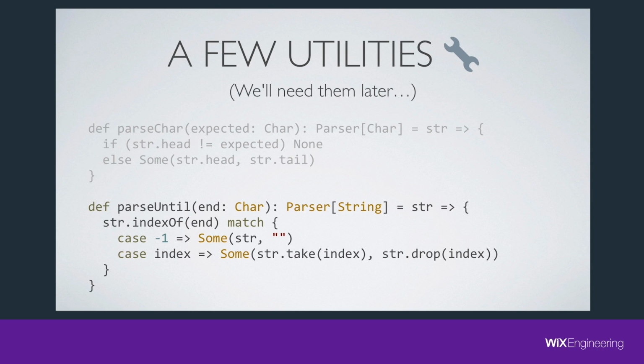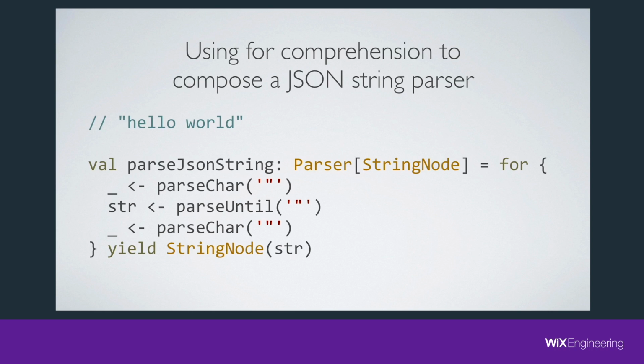Next up, we will create the parser for a string node. We want to compose existing parsers we already have using for comprehension. We expect the first character to be the opening double quote. Then we take everything until the next double quote and verify that the string is ending with a closing double quote. If everything succeeded, we can yield the resulting string node. The for comprehension gives us a short-circuit mechanism, which means that if one of the operations failed, we will not continue to the next one in the chain.